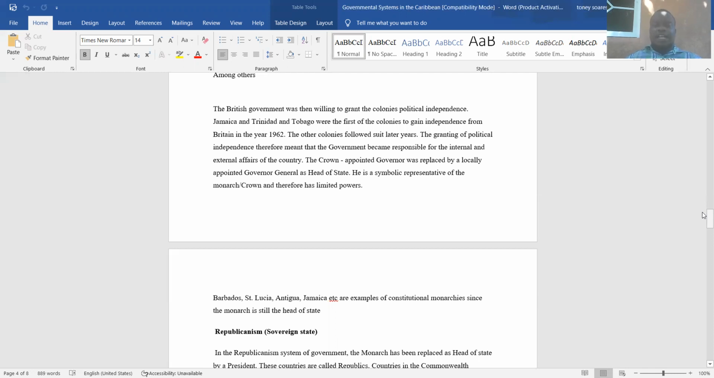Jamaica and Trinidad and Tobago were the first of the colonies to gain independence from Britain, in the year 1962. The other colonies followed suit in later years, right? Jamaica is always a trailblazer. I'm not being biased or anything, but I'm just saying, yeah, Jamaica is always a trailblazer, yes.